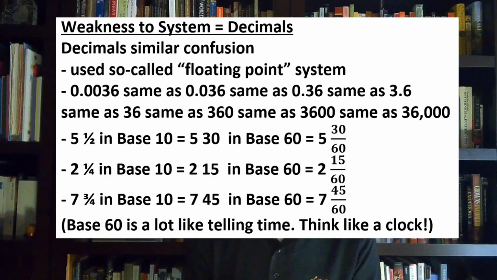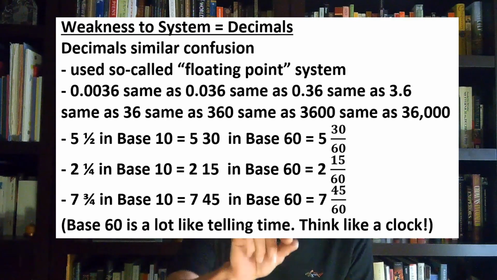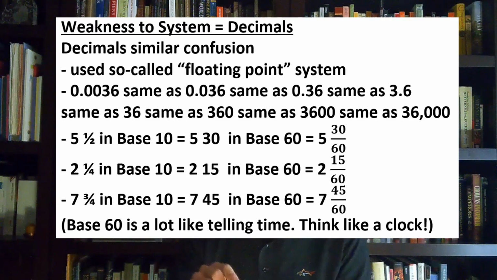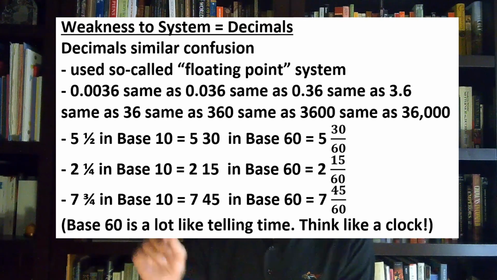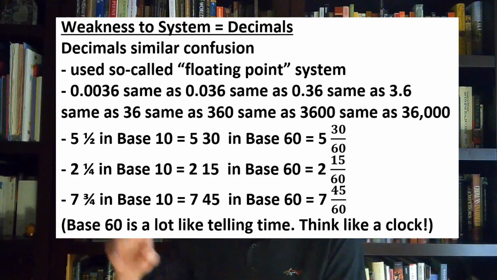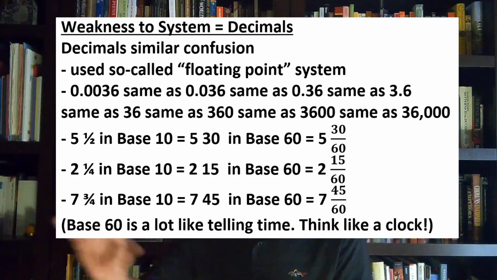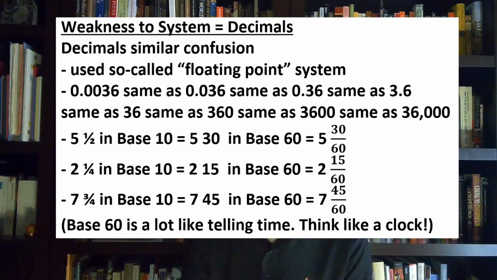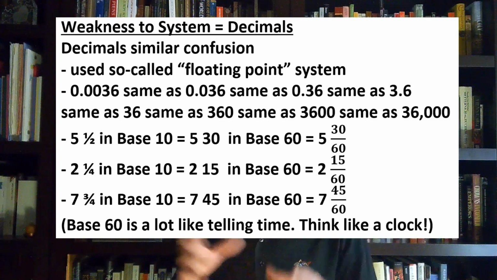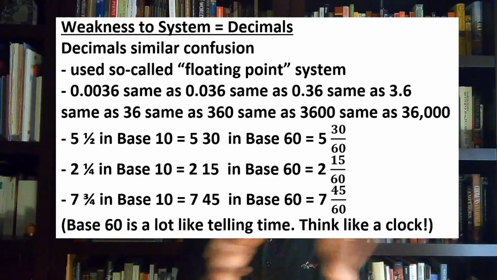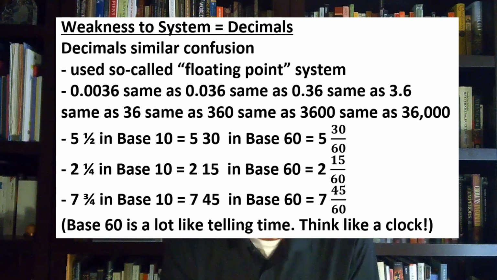So if you had zero, let's say you take 0.0036, it would be written the same as 0.036. That would be written the same as 0.36, and that would be written the same as 3.6, or even 36. So you really have to know, again, in context, where your decimal place would be. And keep going, 360 is the same as 3,600, which is the same as 36,000. So this is this floating point. You also would have to know the context.